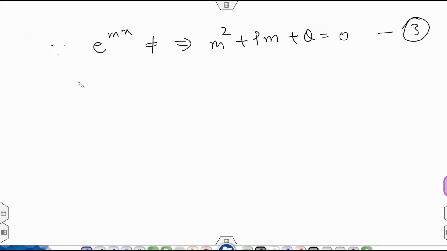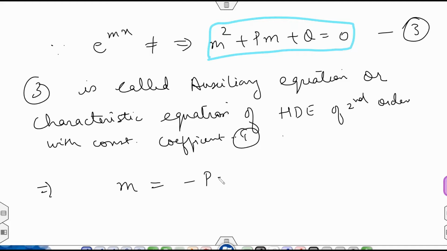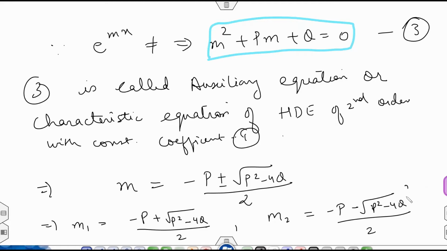This equation 3 is called the auxiliary equation or the characteristic equation of the homogeneous differential equation of second order with constant coefficients. Now if you solve equation number 3, since it is a quadratic equation, you can find the solution for m: m is equal to minus p plus or minus the square root of p square minus 4q, divided by 2. So the first root we take as positive, and the second as negative. This is my m2. These are the roots of the auxiliary equation 3.